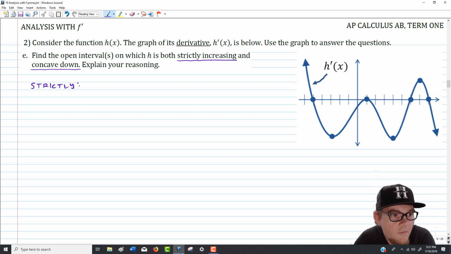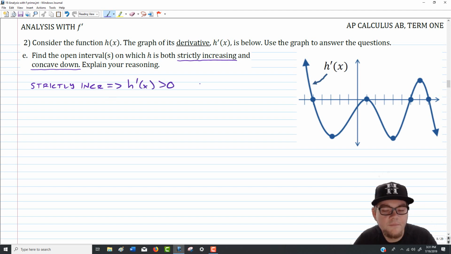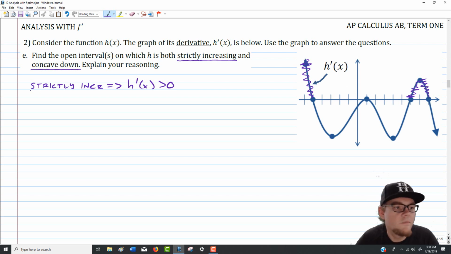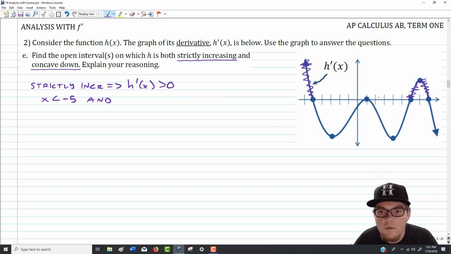They look at our graph, they say, well, if h is strictly increasing, that's going to mean that h prime is positive. And looking at the graph, we'd see positive right there and positive right there. So we'd say strictly increasing for x less than -5, and also 6 less than x less than 8. So that would be their first move.